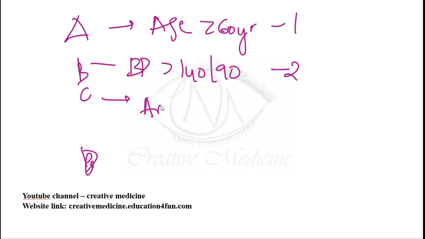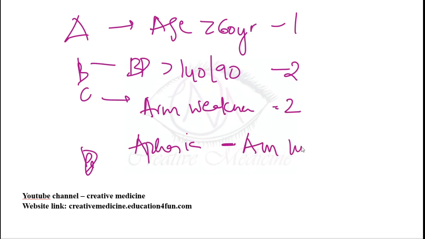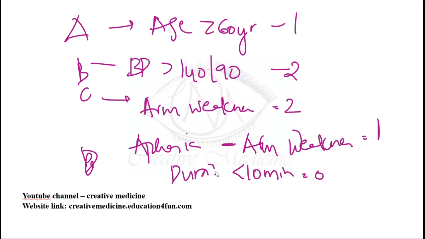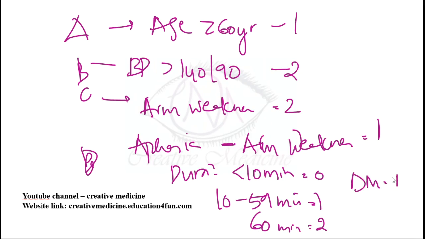Then if the patient has arm weakness, the score is again 2. If the patient has aphasia without arm weakness, it is 1. If the duration is less than 10 minutes, then it is 0. If the duration is 10 to 59 minutes, then it is 1. If the duration is 60 minutes, then it is 2. If diabetes mellitus, then it is 1.